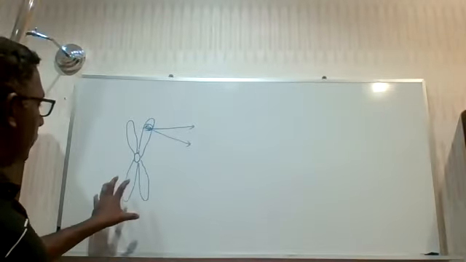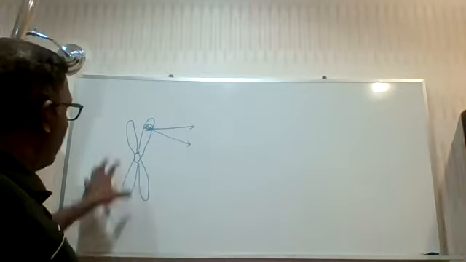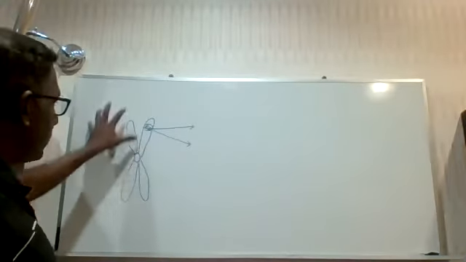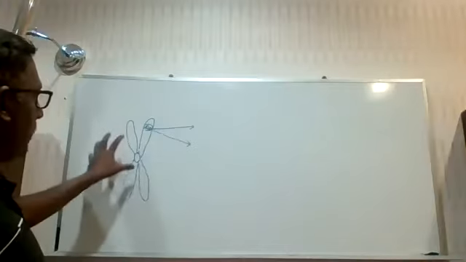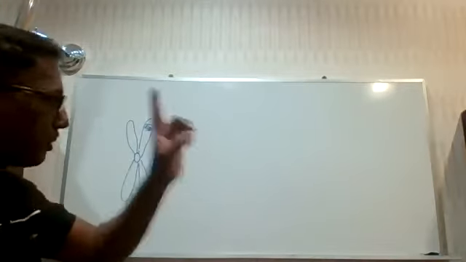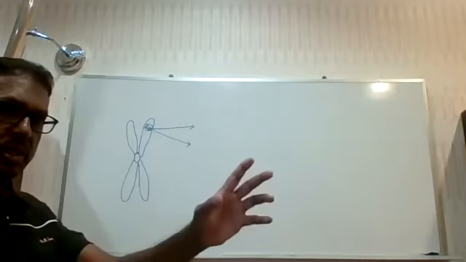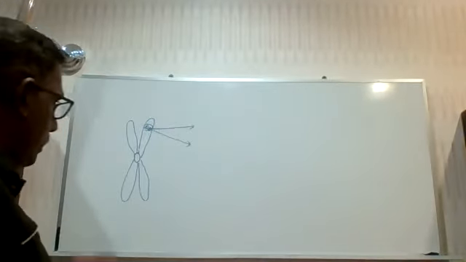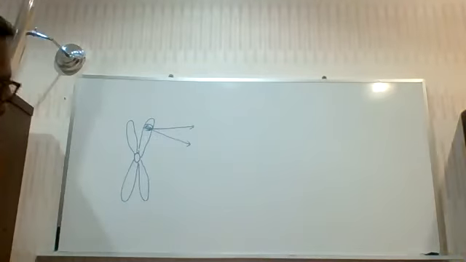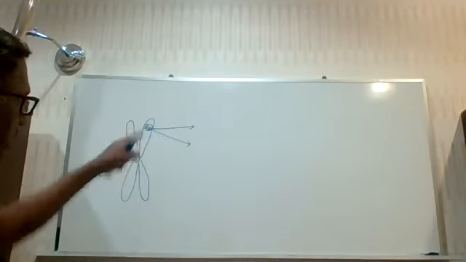Now, sometimes the mutation affects the entire chromosome. That is called chromosomal mutation. So we have two types of mutation, gene mutation and chromosomal mutation. Now I'm going to focus on gene mutation, so I'm going to focus on the shaded region.